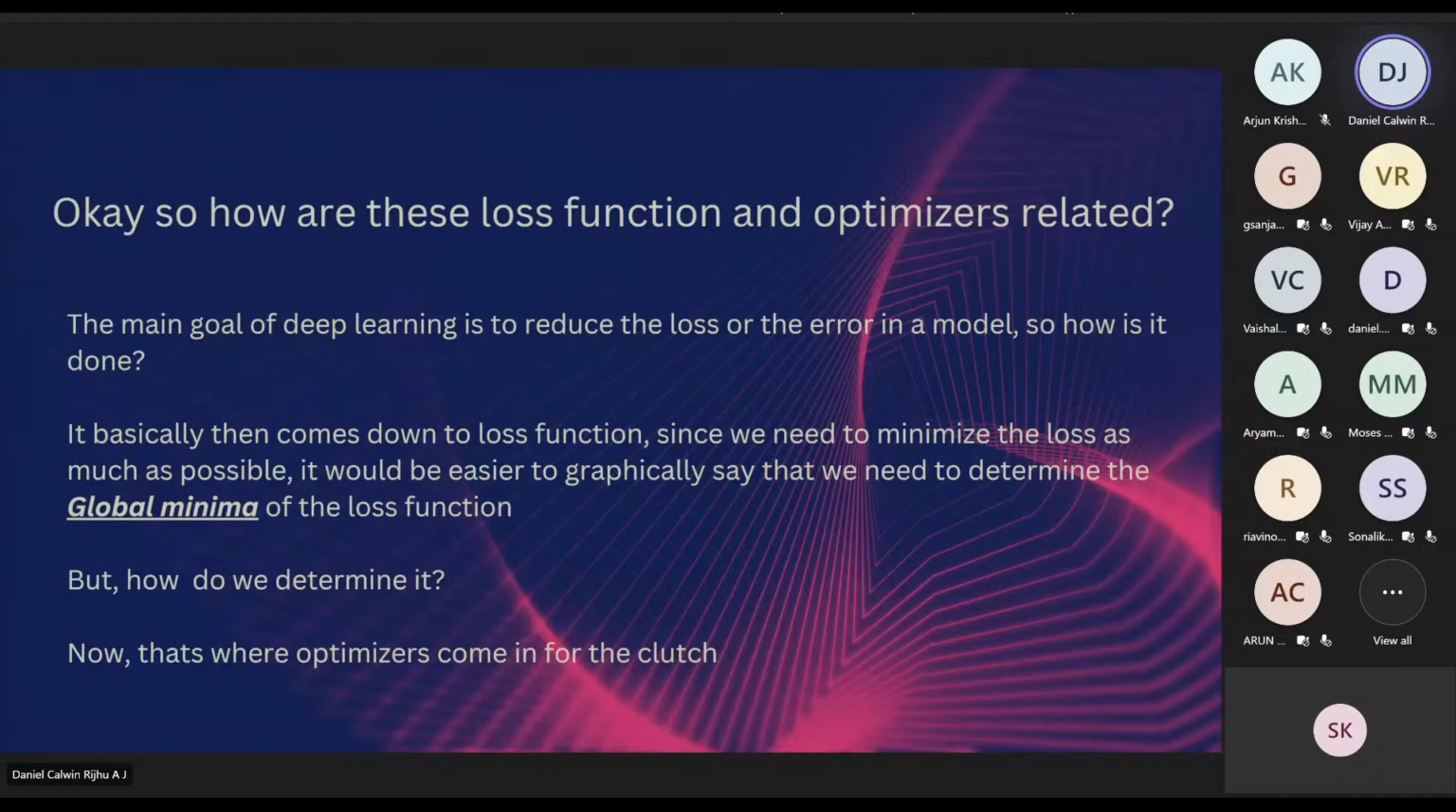So optimizers help us by traversing the model along the loss function so that we'll be able to land at the global minimum. The main point to be noted over here is that we need to land at the global minima and not the other local minimas, because we want the error to be as minimum as possible. So that's the idea over here.